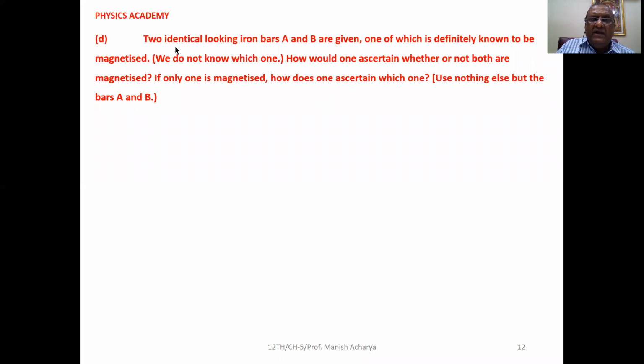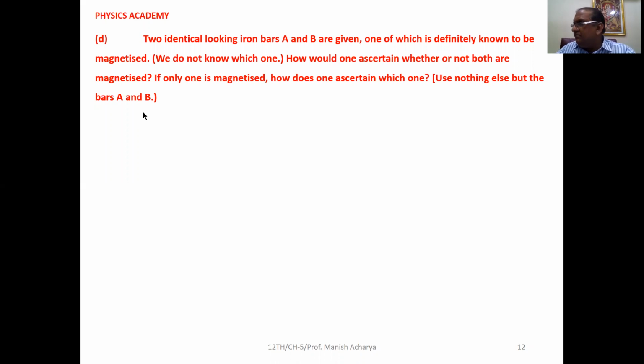D. Two identical looking iron bars A and B are given, one of which is definitely known to be magnetized. We do not know which one. How would one ascertain whether or not both are magnetized? If only one is magnetized, how does one ascertain which one? Use nothing else but the bars A and B.